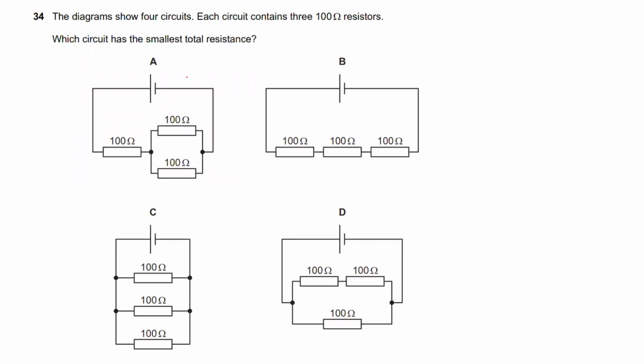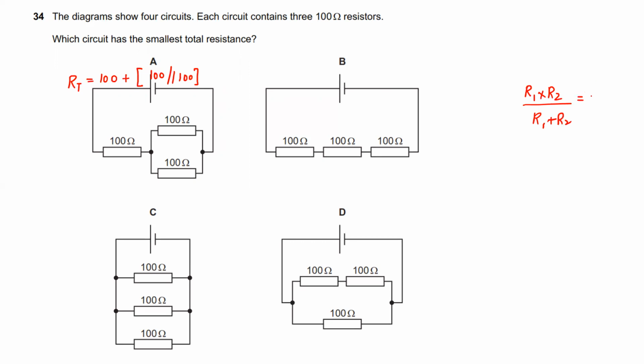Okay. Then question number 34. It says the diagram shows 4 circuits. Each of the circuits contains 300 ohm resistors. Which circuit has the smallest total resistance? So okay, now let's calculate the total resistance in each circuit. So this total resistance is 100 ohms plus 100 ohms in parallel with 100 ohms. So remember, the parallel combination of two resistors is R1 multiplied by R2 over R1 plus R2.